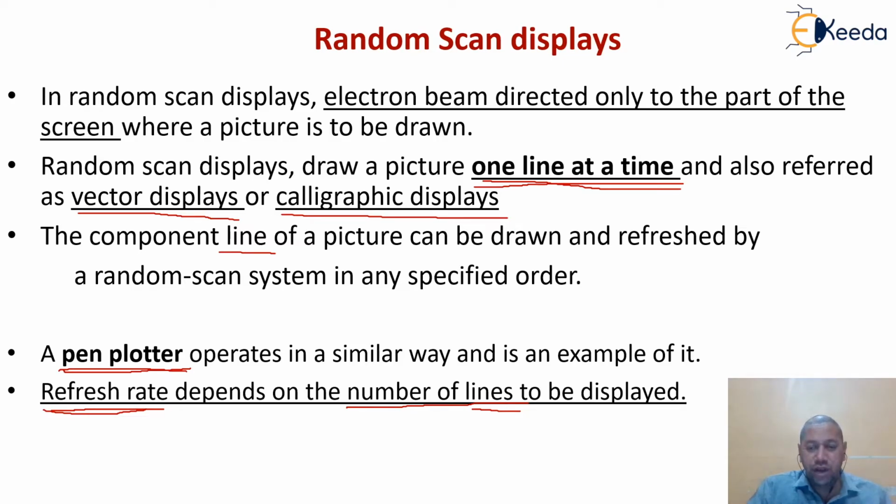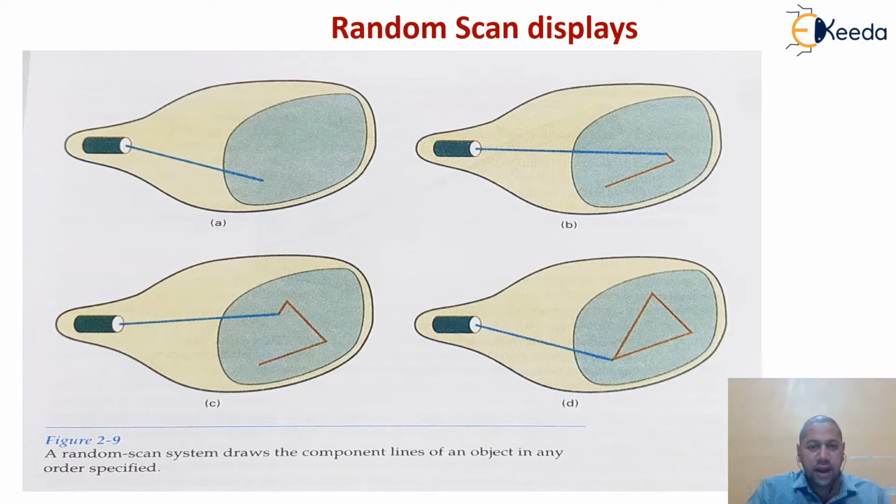To understand this in detail, as we have seen one diagram for raster scan display, we are going to see the diagram for random scan display also. Let us look at this diagram, which we call the random scan display. Here, a random scan system draws the component lines of an object in a specified order. Previously we saw that I have to draw this triangle. If I want to draw this triangle on the screen in the raster scan display, I have to scan every line, every row, one by one. I will start from this point and reach up to the end. But this does not happen in the random scan display.